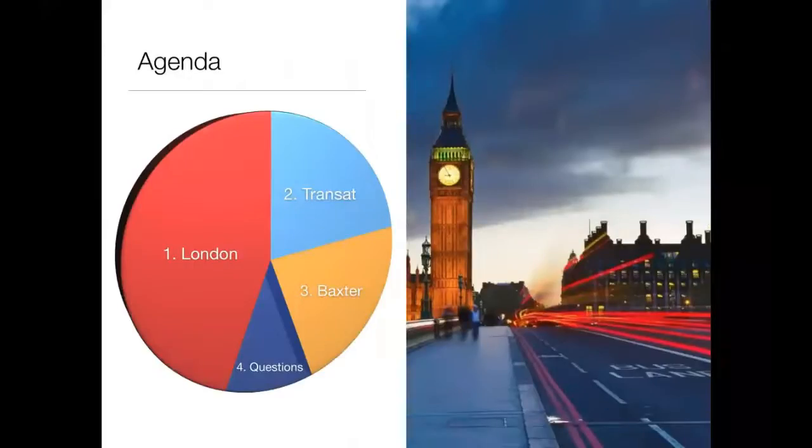So I've broken down today's presentation into a pie chart to show you how much I will be spending on each topic. I will be starting off with London. I'll be taking you around London, showing you where to stay, how to get around, and some must-see sites. I'll then tell you about the advantages of traveling with Transat, including the booking process. This will be followed by some reasons why I make an excellent Baxter Student Ambassador, and we will then finish off with any questions you may have for me.